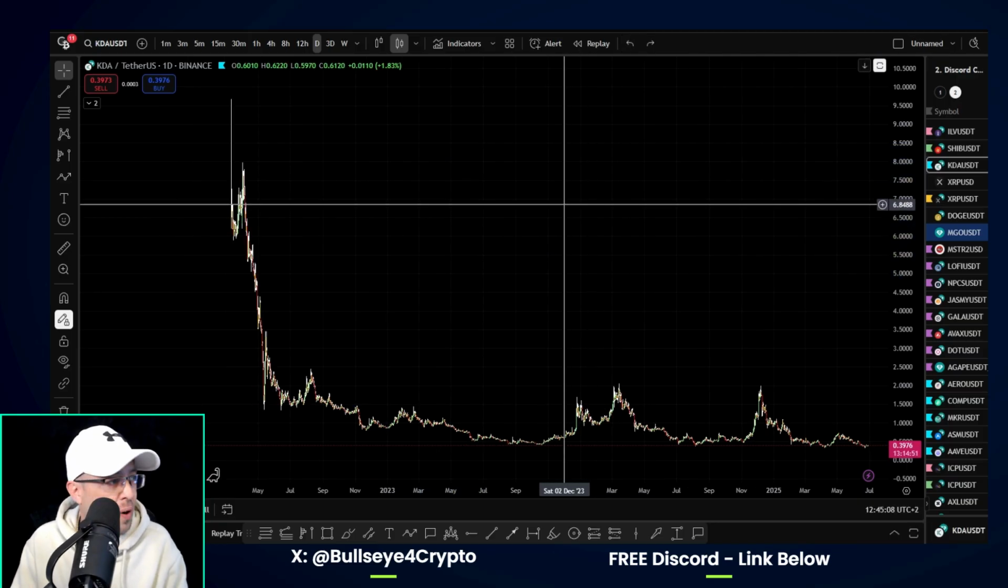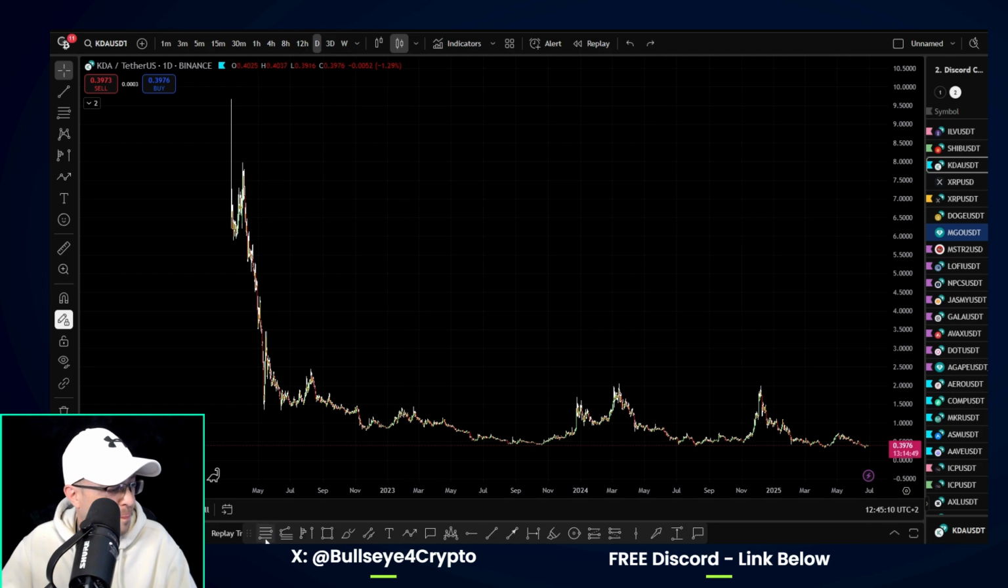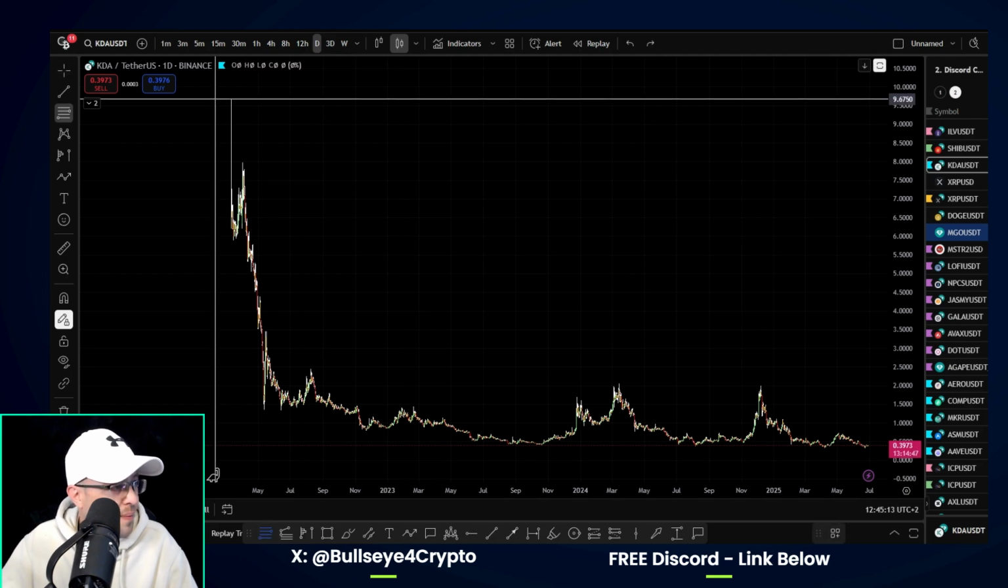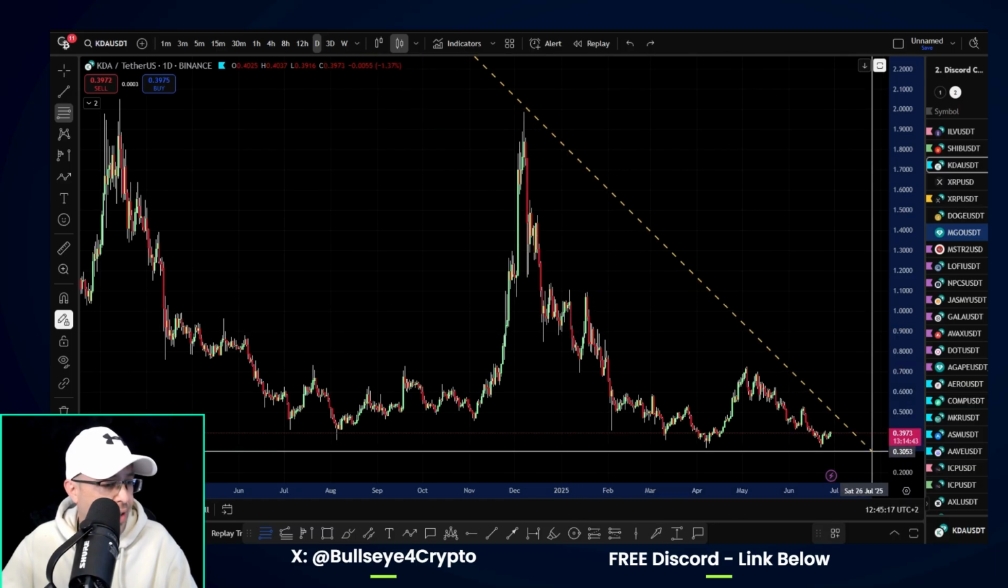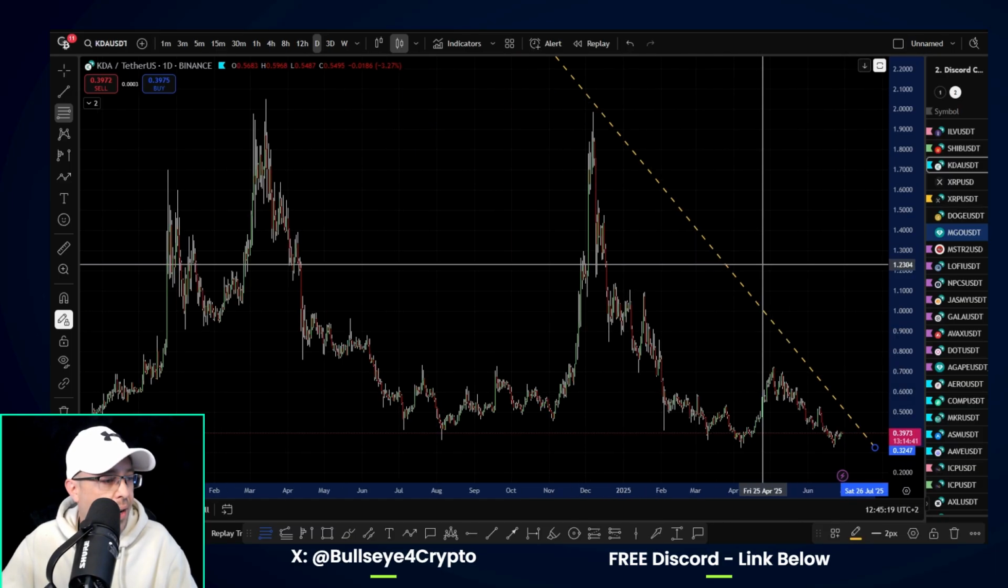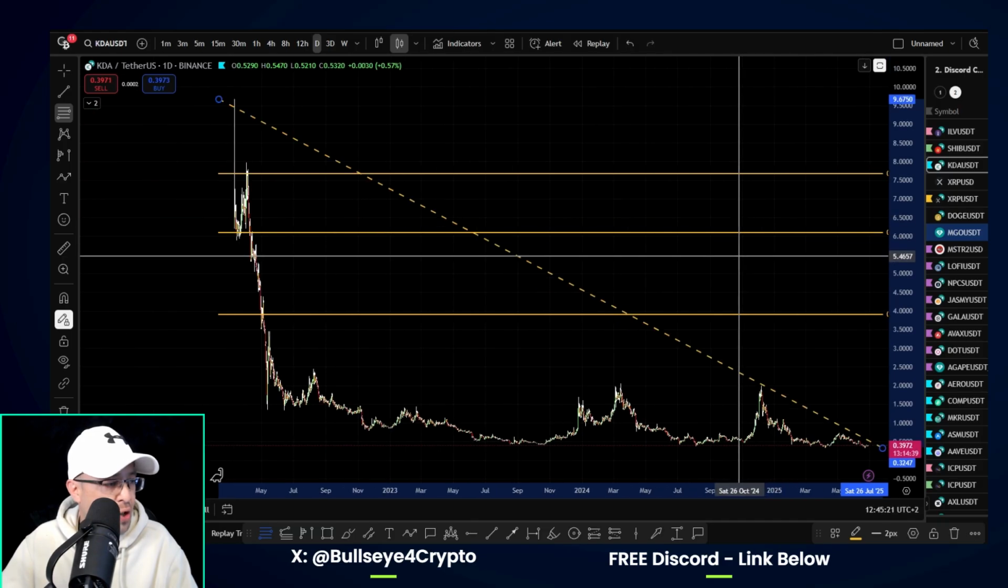Now, what we're going to do on this Kadena chart is something a little bit different. There's the high. This is where people measure it from, all the way to the low, down here. And then we look for sticking points. So we're going to zoom out.